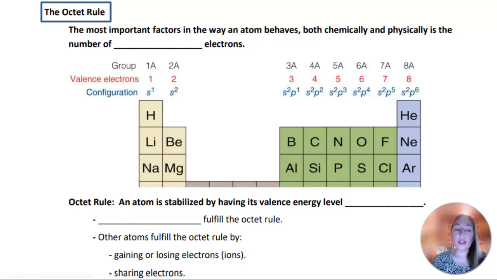This video is an introduction to bonding and nomenclature, starting with the octet rule and ions. So the octet rule is one of the most important factors in the way an atom behaves, both chemically and physically, is its number of valence electrons. And it wants to get to 8 valence electrons due to the octet rule.